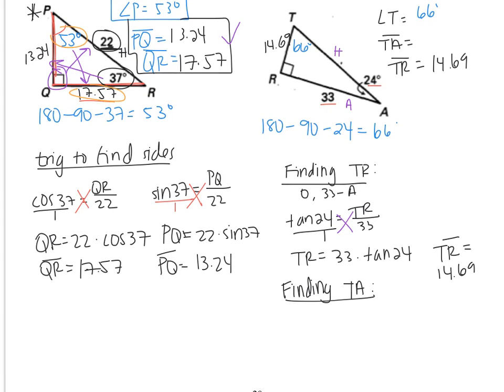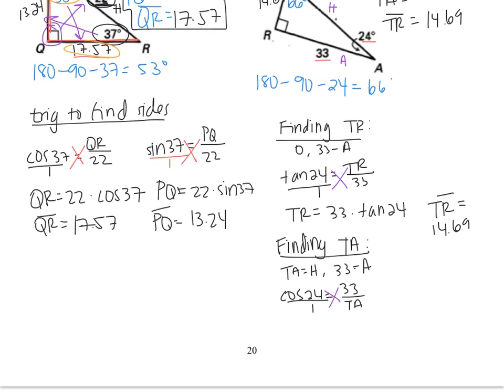So I notice that my TA is my hypotenuse. And then I still have this 33 side, which is the adjacent. Now, if I'm using hypotenuse and adjacent, that's going to be cosine. So I have the cosine of 24 degrees equals my adjacent, which is 33, over my hypotenuse, which is TA. So again, put that cosine of 24 over 1, and you're going to do the cross products.